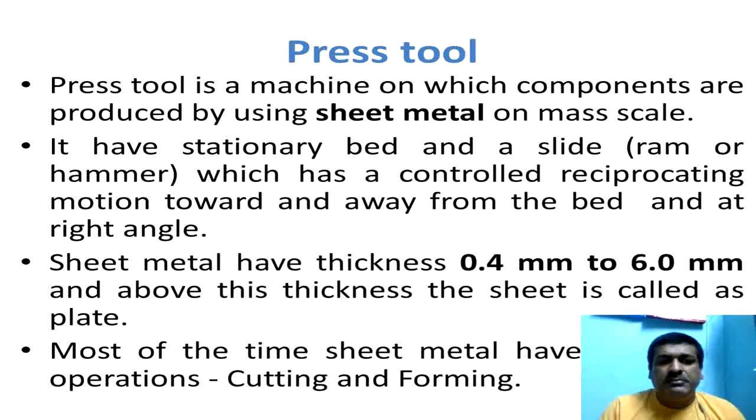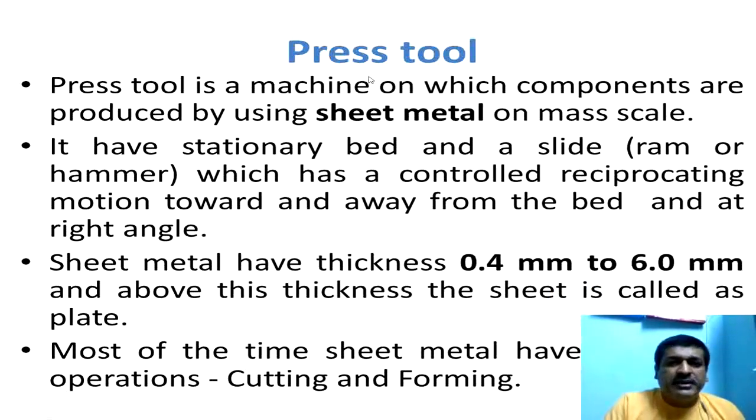Now sheet metal, the sheet of a metal having a thickness varies from 0.4 mm to 6.0 mm. So when the thickness is in between this range, we can call it as a sheet metal. But when the thickness goes beyond 6 mm, then the parts are not going to produce on press machine or on press tool. So that sheet is recognized as a plate. See the difference: when the thickness of any sheet metal is in between 0.4 mm to 6.0 mm, then it is called as a sheet. And if thickness goes beyond it, we are going to call it as a plate.